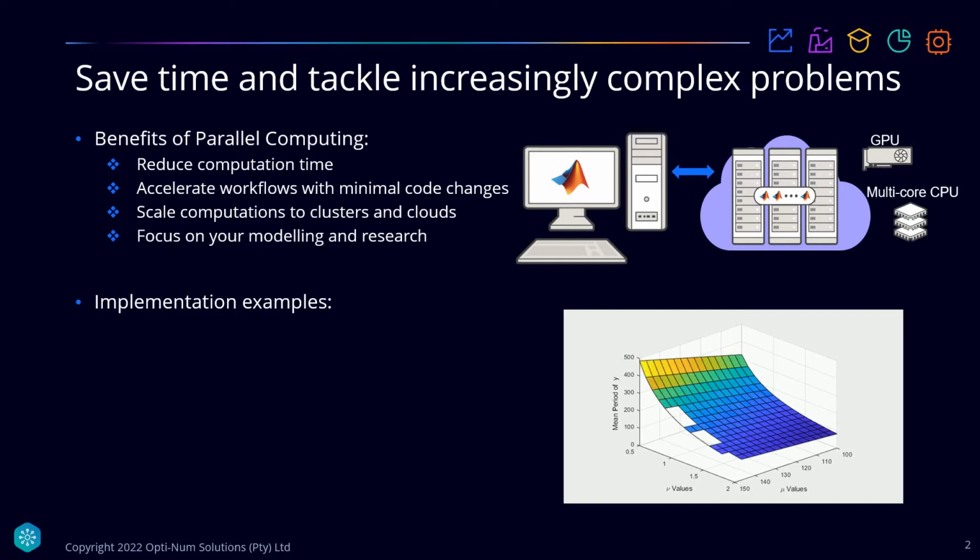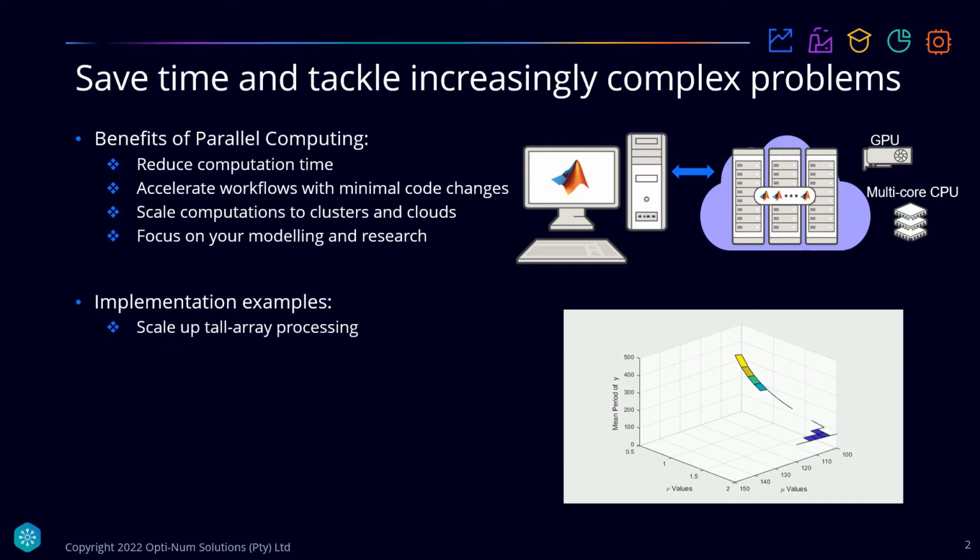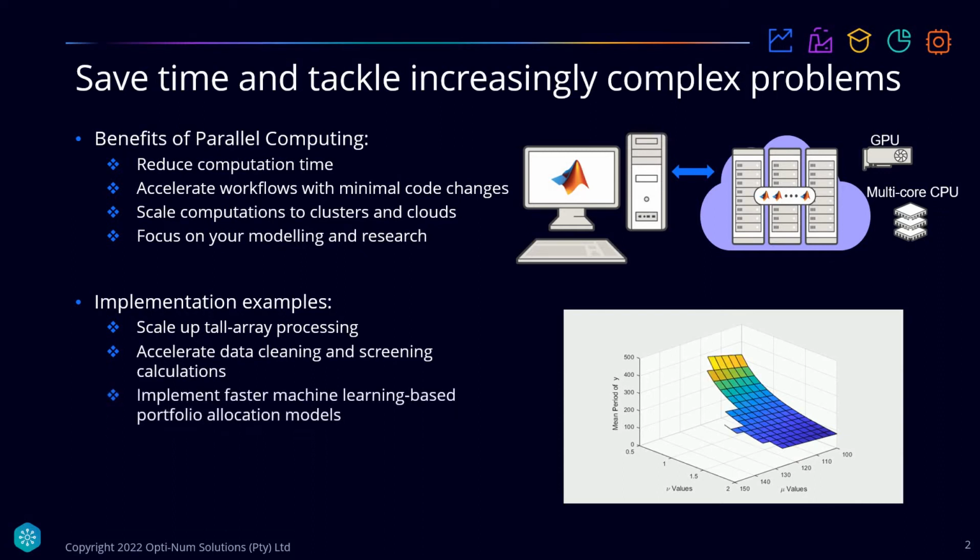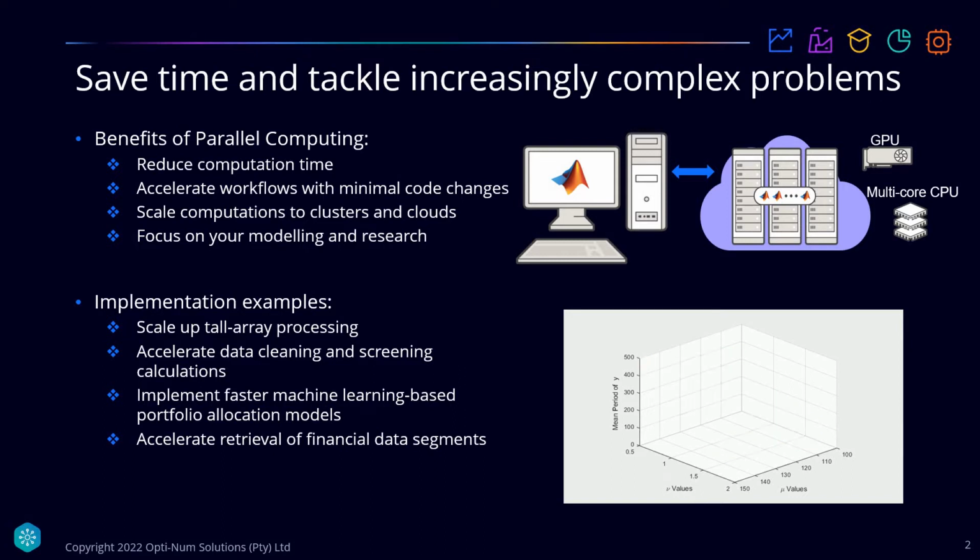For some implementation examples, you can scale up to array processing to run big data applications that do not fit in memory on your machine. Accelerate data cleaning and screening calculations. Implement faster machine learning-based portfolio allocation models. Accelerate the simultaneous retrieval of multiple financial data segments from within the database. And accelerate optimizations and Monte Carlo simulations used in scenario analysis.